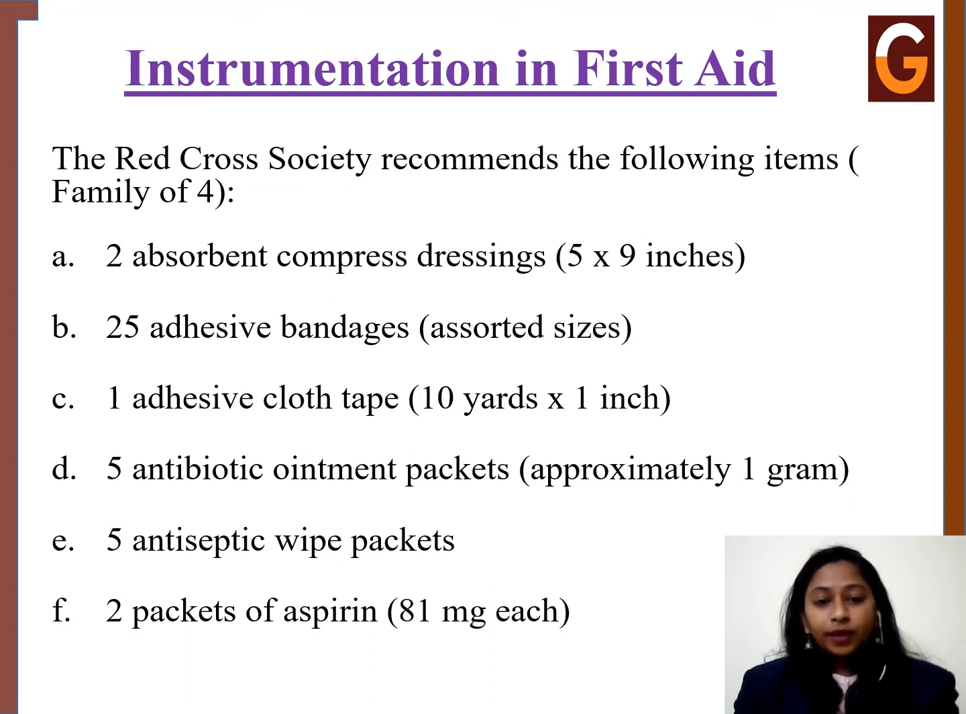5 antiseptic wipe packets. These are very important if a child falls down and has an open wound that is bleeding. We can use the antiseptic wipe packets to take off all kinds of infection, mud, or stones from the area, and make it antiseptic. Then 2 packets of aspirin. This is very important, as it is an NSAID, as we usually say in pharmacology. We usually use it to reduce inflammation. So these are the first few important items which have to be there in the first aid kit.